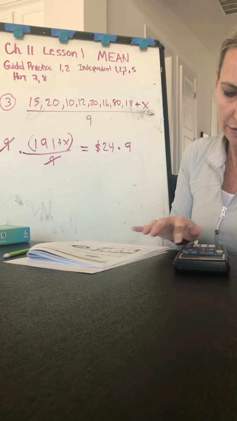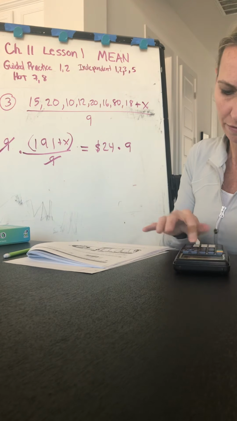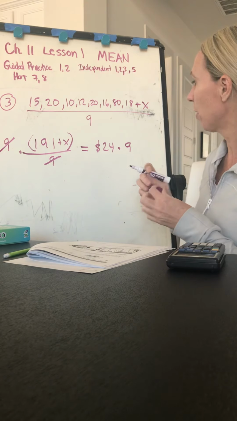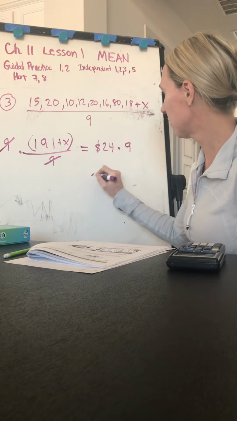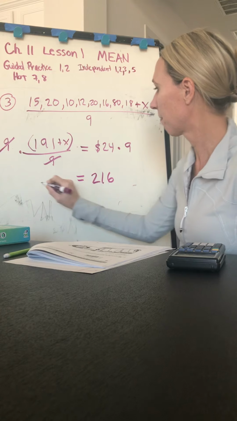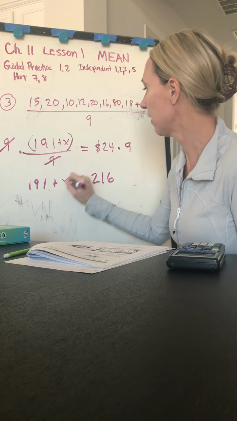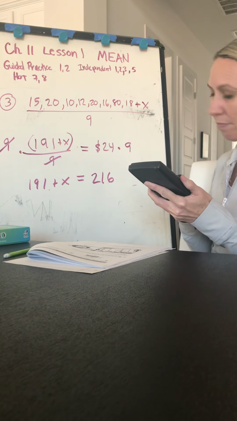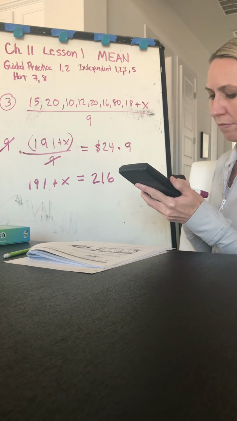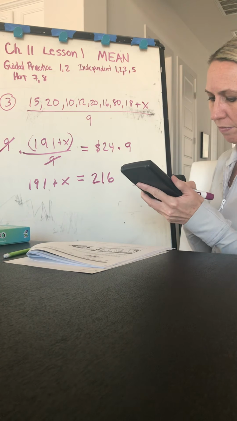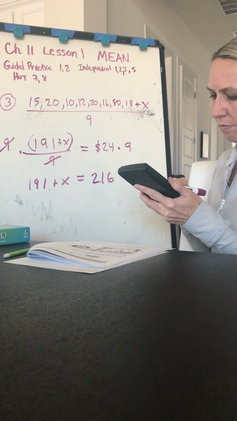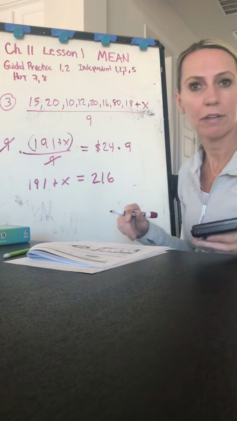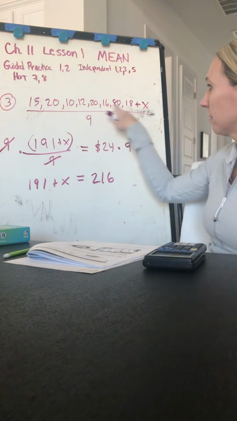So I get, did I do it right, Bentley? I mean, I got 175. Okay, so do it one more time, and then I'll do it again. So 24 times 9 is 216. And then we still have the 191 plus X. Okay, I'm going to do this one more time and just double check myself. Okay, I got 191 again. So just check it again, just to make sure.